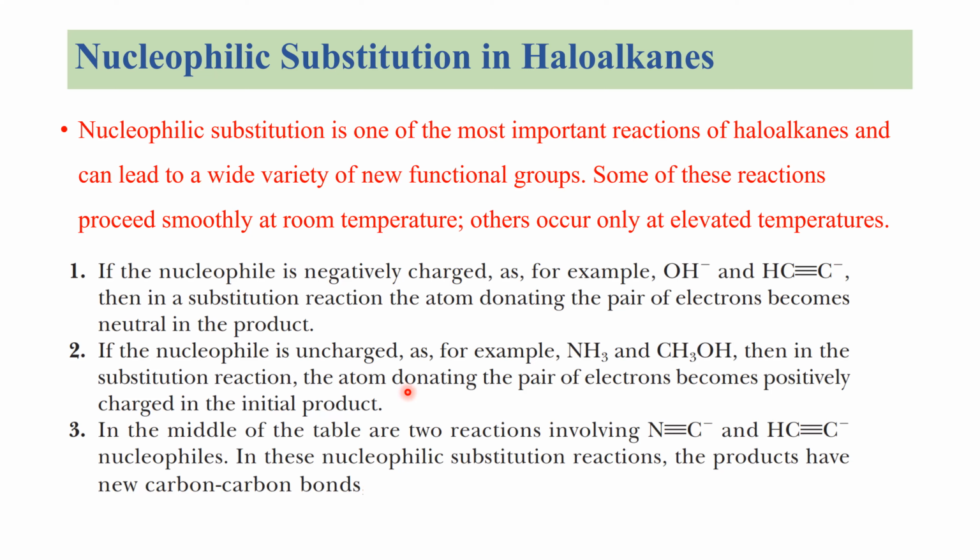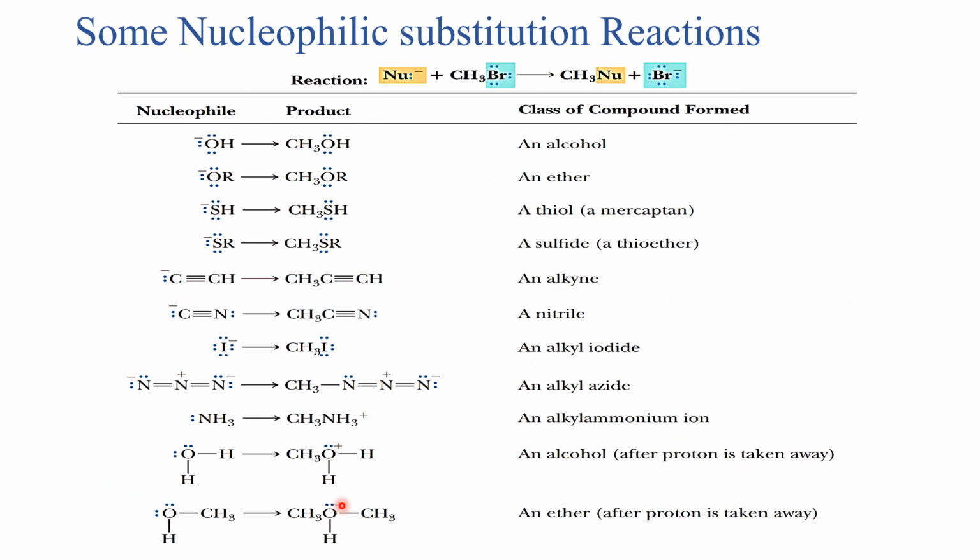We can see some examples, which I will draw for you. The next thing is that in the middle of the table are two reactions involving, I will show you the list, N triple bond C negative and HC triple bond C negative. One is a nitrile, the other is the alkyne nucleophile. In these nucleophilic substitution reactions, the products have new carbon-carbon bonds. So here you can see that.